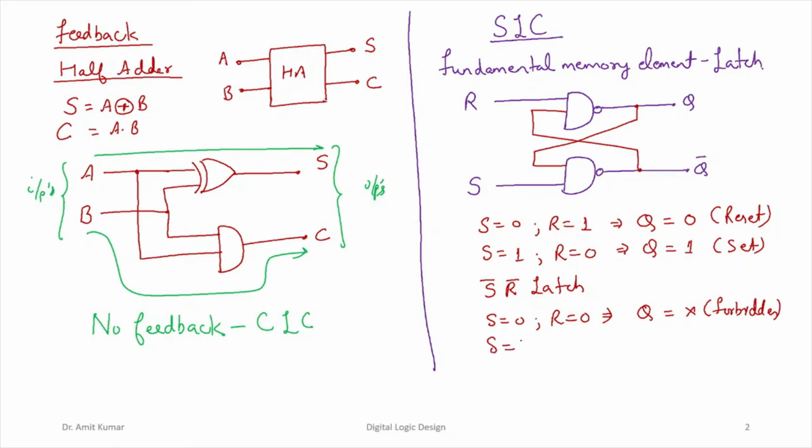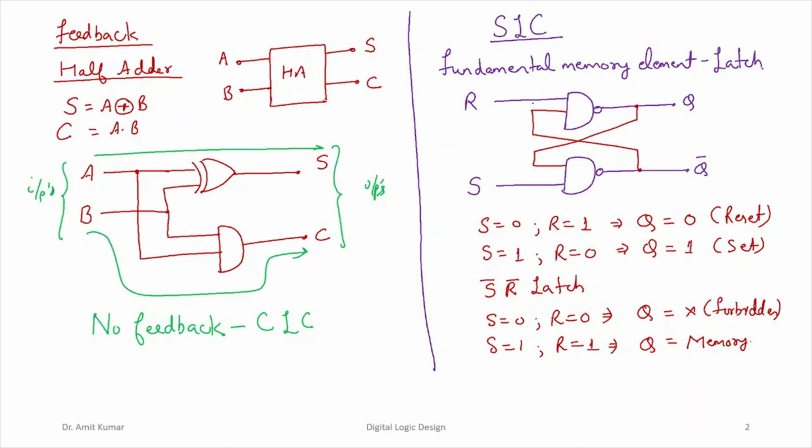And if S is equal to 1 and R is equal to 1, if you see this output Q, this output Q will be retaining its value. In that case we call this the memory state, right? So whatever value is present at this output terminal before S and R both become equal to 1, it will be retaining this same value, right?